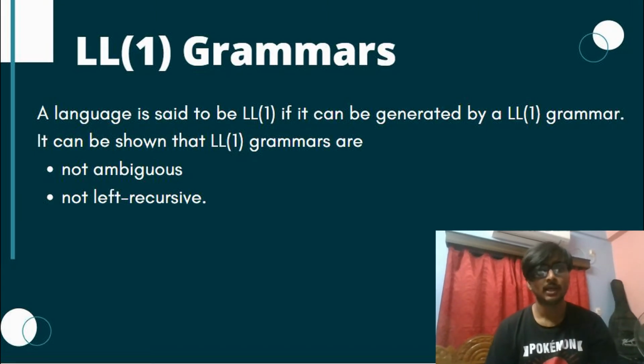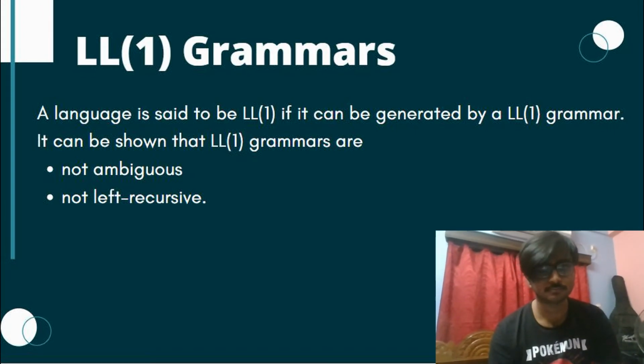Now, LL1 grammars. A language is said to be LL1 if it can be generated by an LL1 grammar. It can be shown that LL1 grammars are non-ambiguous and not left recursive. So what does ambiguous mean? If a language has more than one leftmost derivation tree, or more than one rightmost derivation tree, or more than one parse tree, the grammar is known as ambiguous. The basic flow of LL1 parsers involves a parsing table, an input and output buffer, and a stack. The basic functions involved are the first function and the follow function, which will be explained in the later slides.